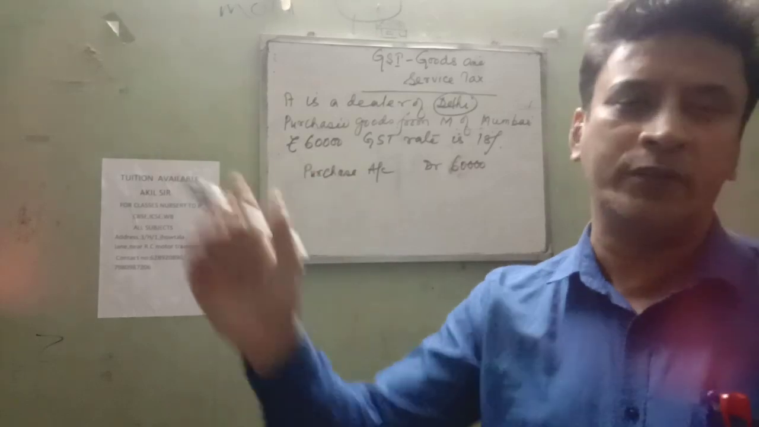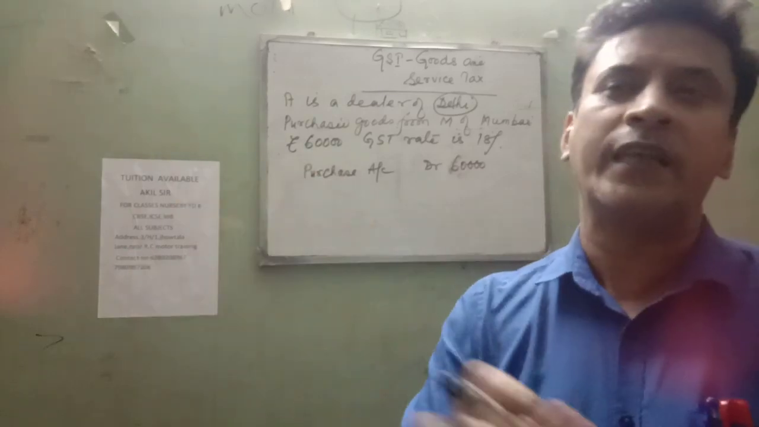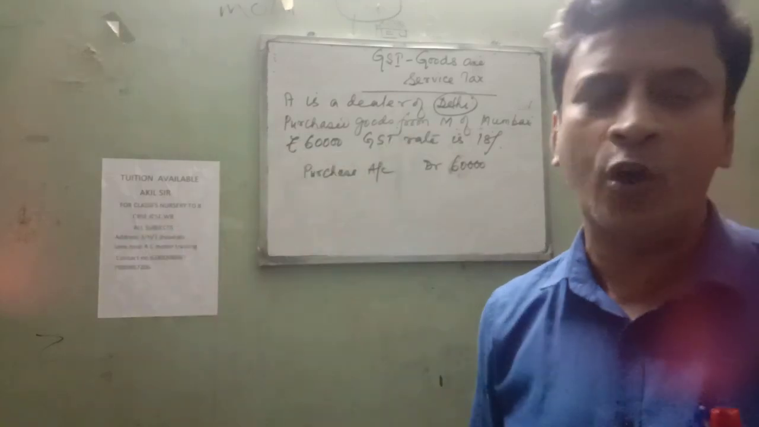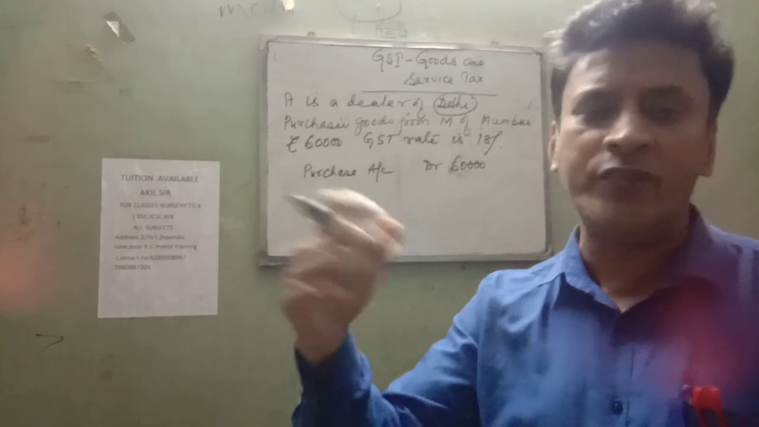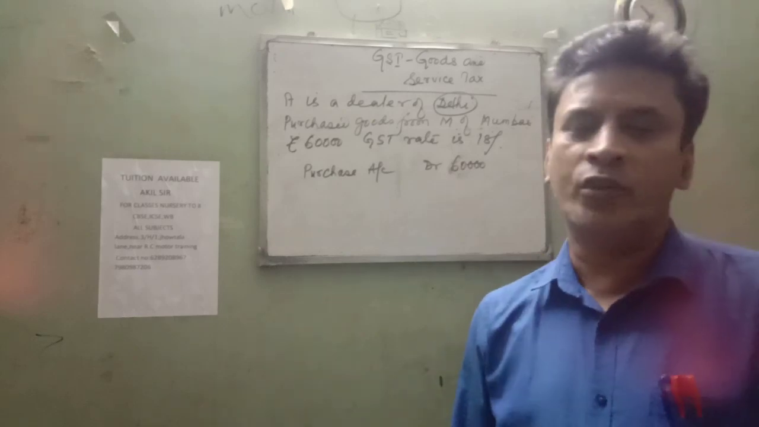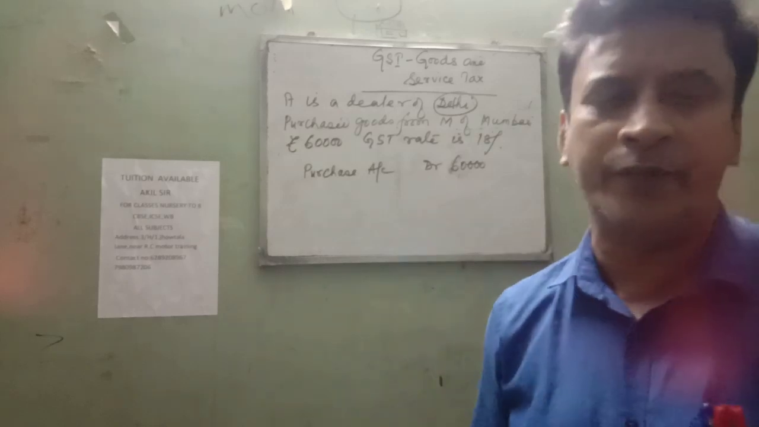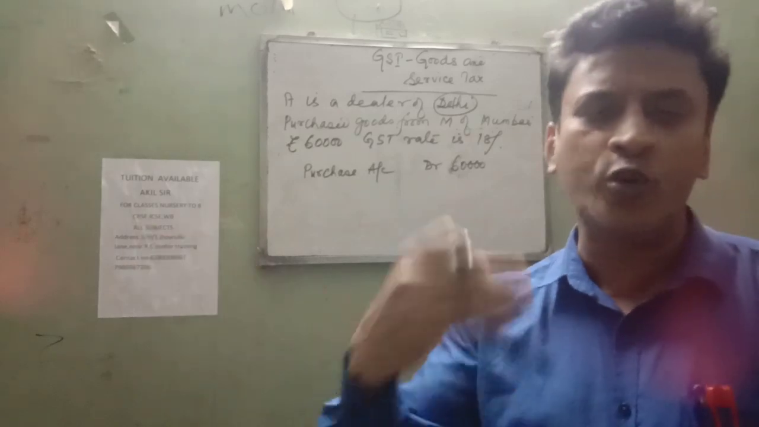Suppose the bill is 1,000, they have added 12% tax. How much do you have to pay? 1,000 plus 12% of 1,000. How much? 120 extra amount, which is known as GST. So the restaurant owner collected tax of 120 from us while selling food to us.